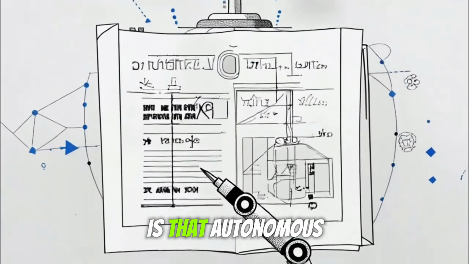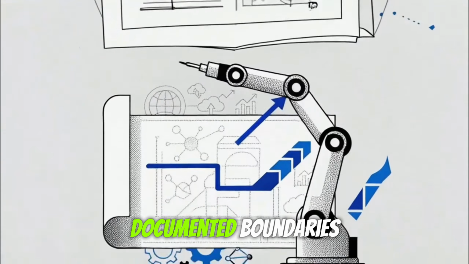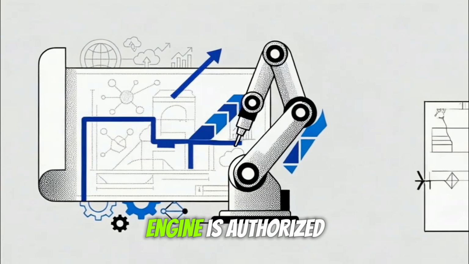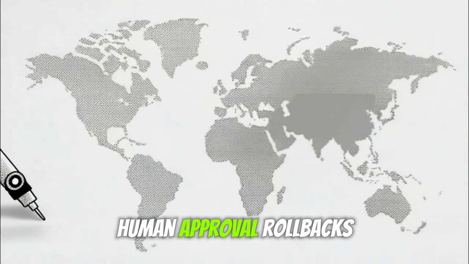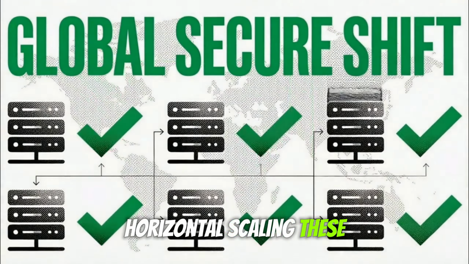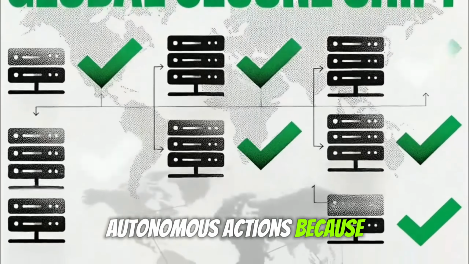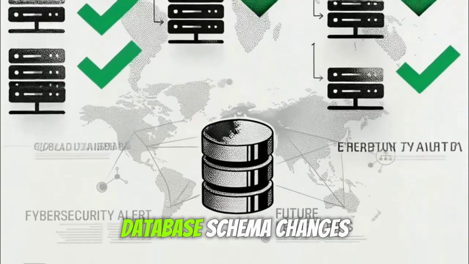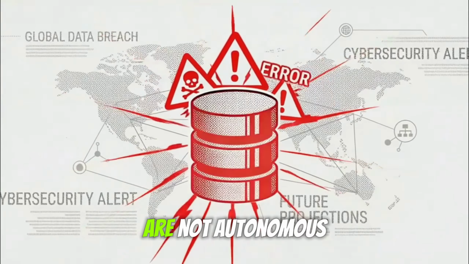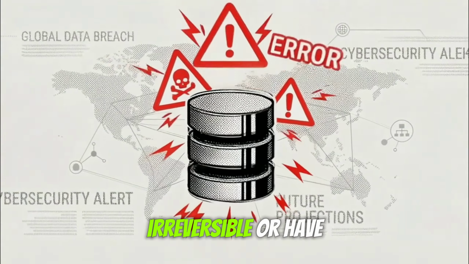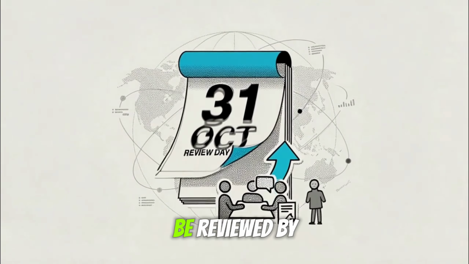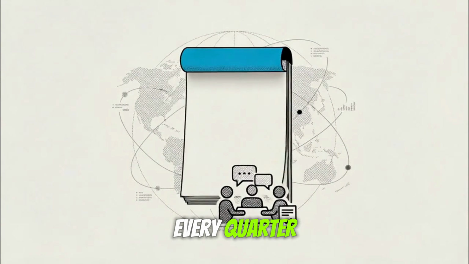The third thing is that autonomous remediation requires documented boundaries. You need to define in writing which actions your AI engine is authorized to take without human approval. Rollbacks, pod restarts, connection resets, horizontal scaling, these are generally safe autonomous actions because they are reversible and bounded. Database schema changes, cross-region traffic rerouting, and service decommissioning are not autonomous actions because they are irreversible or have large, unpredictable blast radius. That boundary should be reviewed by the engineering team every quarter as the system evolves.